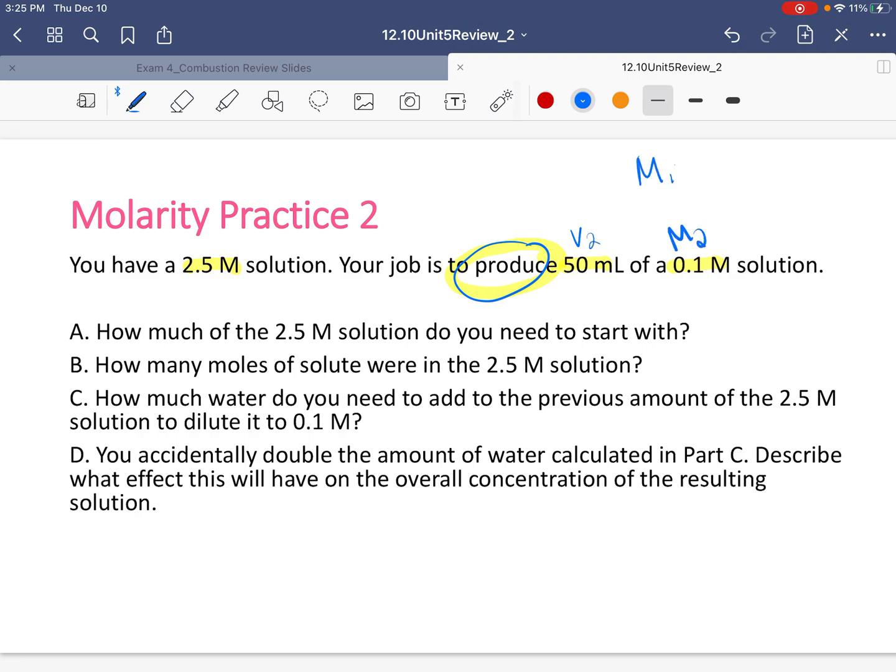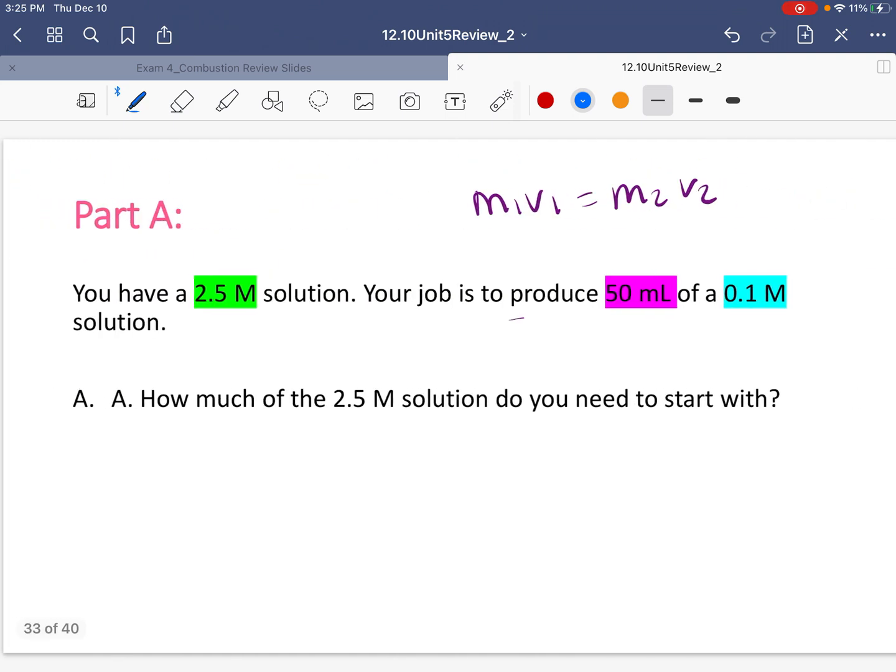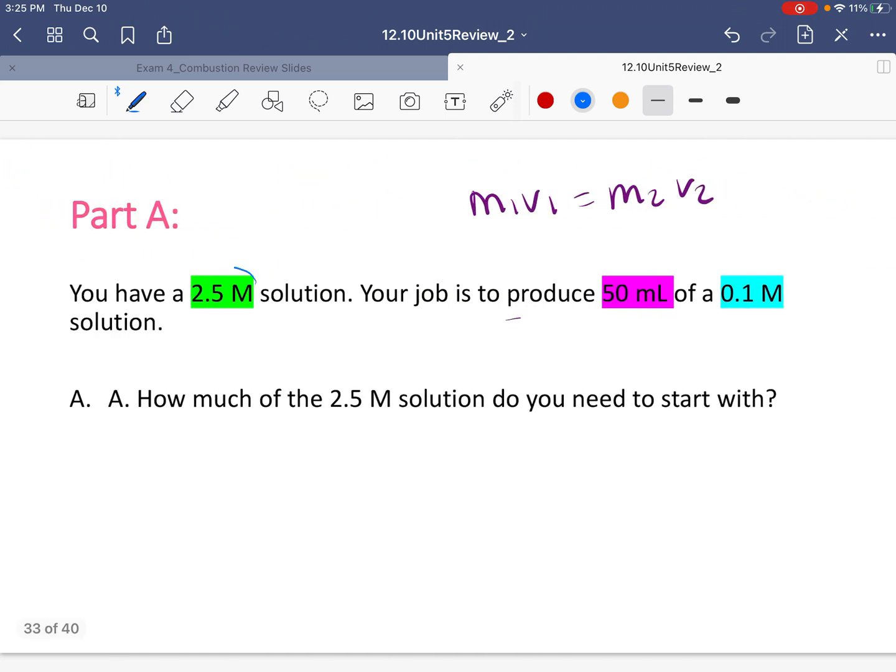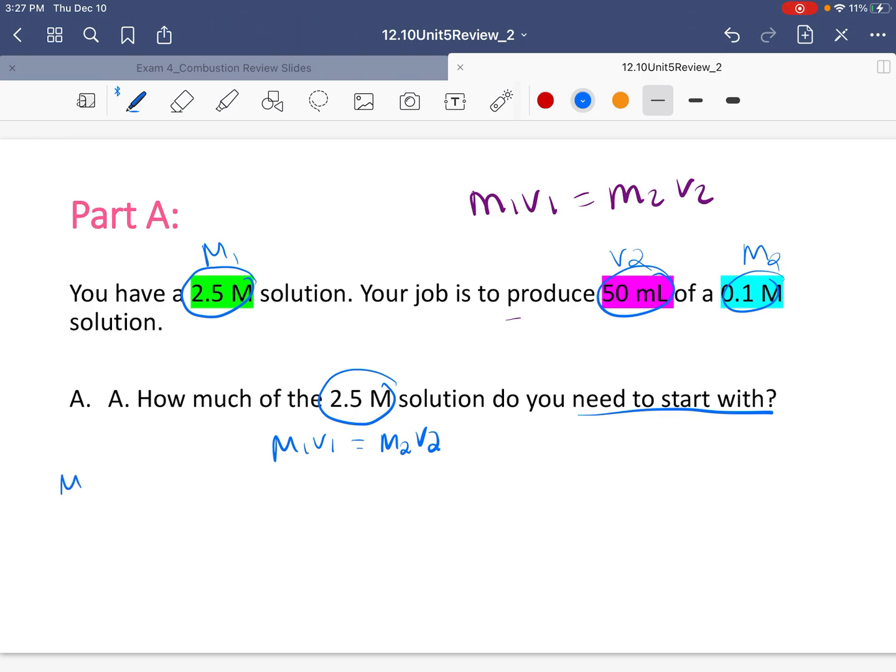We're using this formula, M1V1 equals M2V2. And this is the molarity that we start with. So this is M1. That information we'll use to solve each part. So it's telling us that we have this M1, our initial molarity. We have this volume 2 and molarity 2. It's asking how much of this solution do you need to start off with. So again, it's M1V1 equals M2V2. We just have to identify what we have.